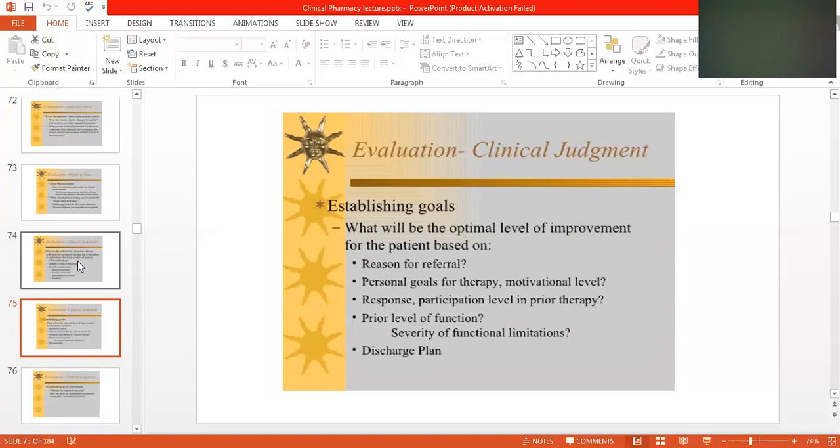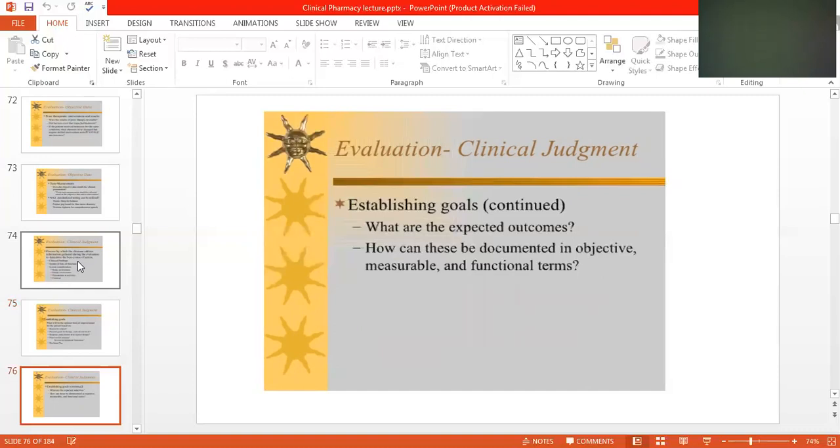Establishing goals: what will be the optimal level of improvement for the patient based on the reason for referral, why you are sending the patient to another hospital, personal goal for therapy, motivational level of the doctor and the patient both, response and participation level in prior therapy, prior level of function, severity of functional limitation, and discharge point. Establish goals, what are the expected outcomes, that means whether the prognosis is good or bad. How can these be documented in objective, measurable and functional terms?